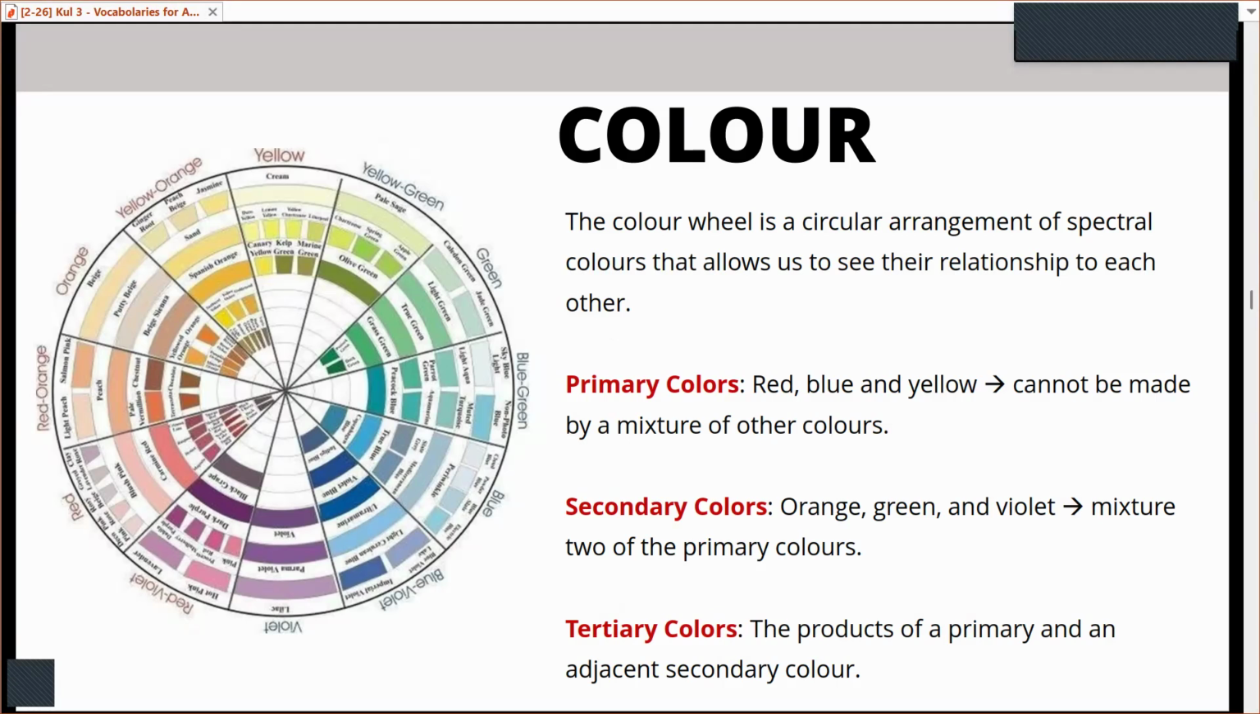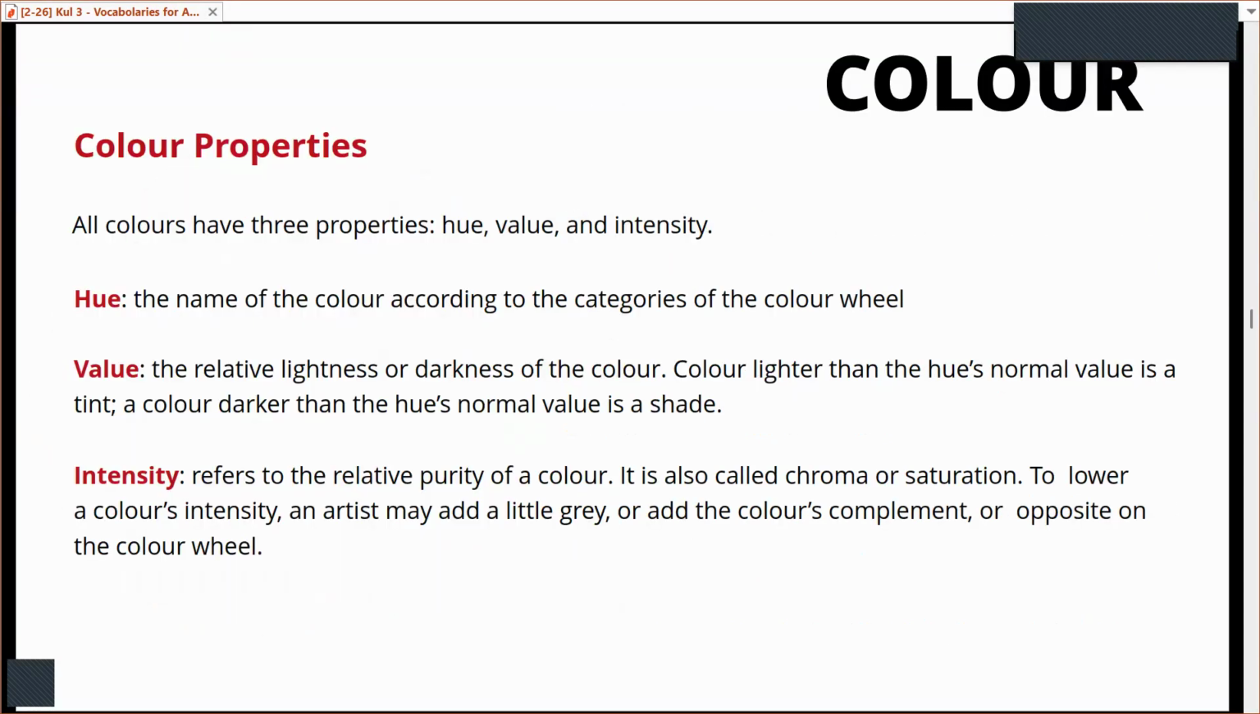Color itself, we have so many, ada wheelsnya ya. Ada yang primary colors: red, blue, yellow; secondary colors, ya: orange, green, violet; tertiary colors, even more mixture, ya. And ada juga properties-nya here: the name of color according to the category of the color wheel; value, ya, the relative lightness and darkness of the color; intensity, itu the relative purity of the color. Jadi ada chroma atau saturation, ya. Probably you're familiar with this, ya. Kalau editing foto, it's quite clear.